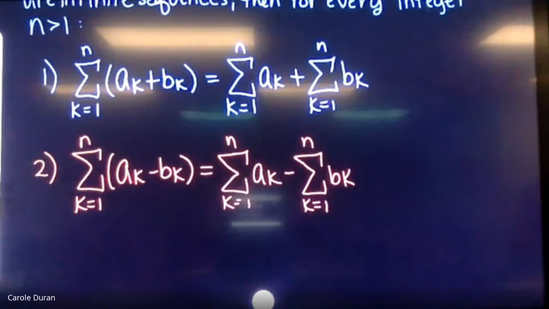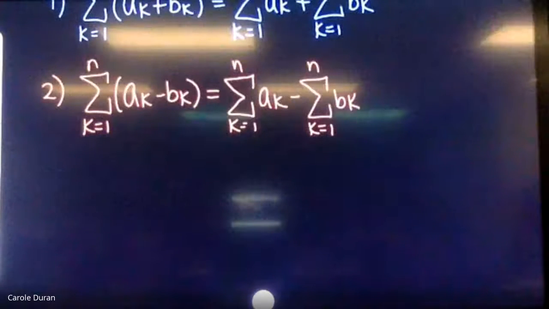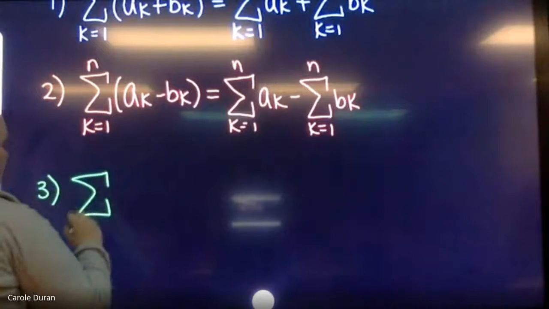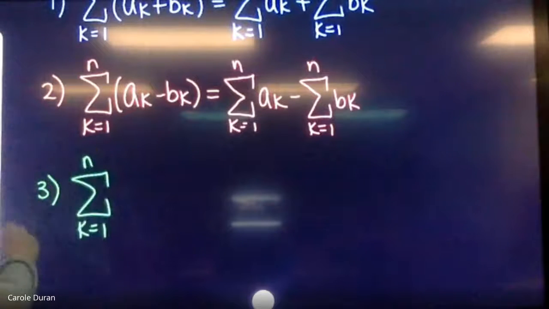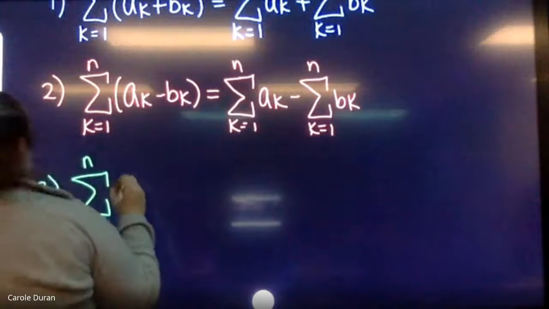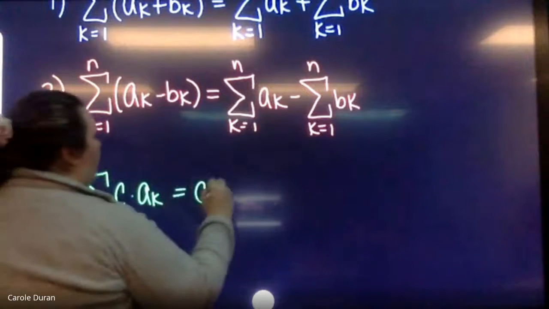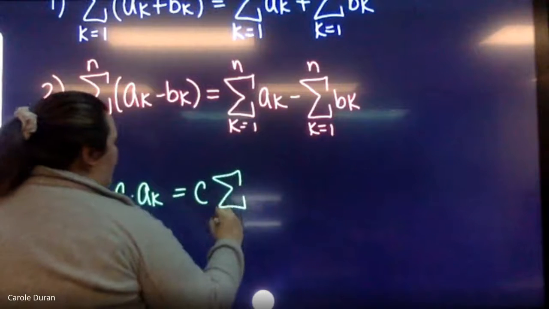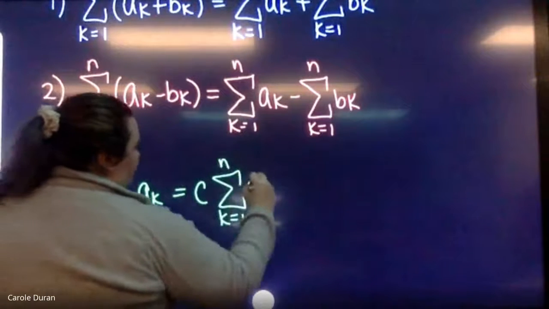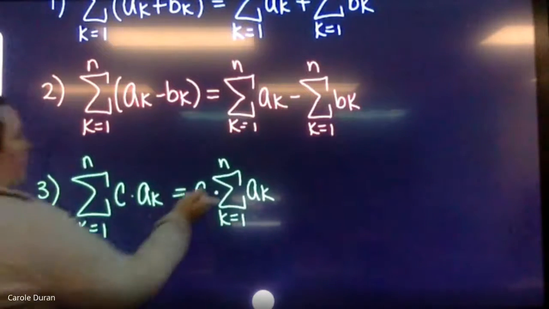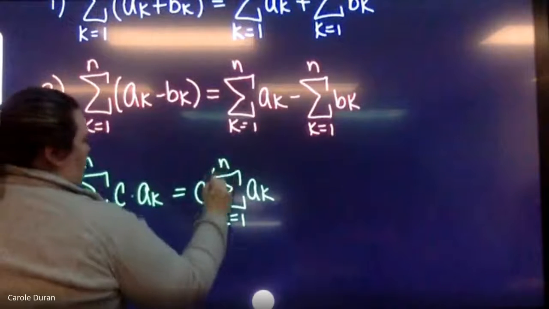Okay, so there's one third one, and I think it's the easiest of all of them. This third one says that if I'm taking the summation from terms 1 through n of a constant times a sequence, this is equal to the constant times the summation of that same sequence. So you would take the summation of the sequence and then multiply your answer by whatever that constant was. You can also put in parentheses.